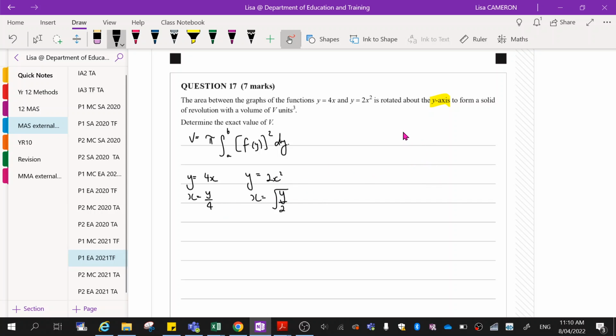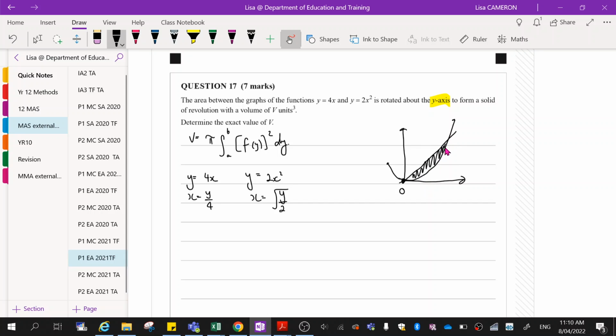Now, to help me wrap my head around this question, I'm just going to quickly knock up a little drawing. So if I draw the line y equals 4x, the linear line that passes through our origin there, 0, 0. Now, if I draw this other line, y equals 2x squared, because there's no c component, it's also going to pass through 0, 0. So it's going to look something like this, because it's going to be a happy face. So the area that it's asking to rotate is this area inside here.